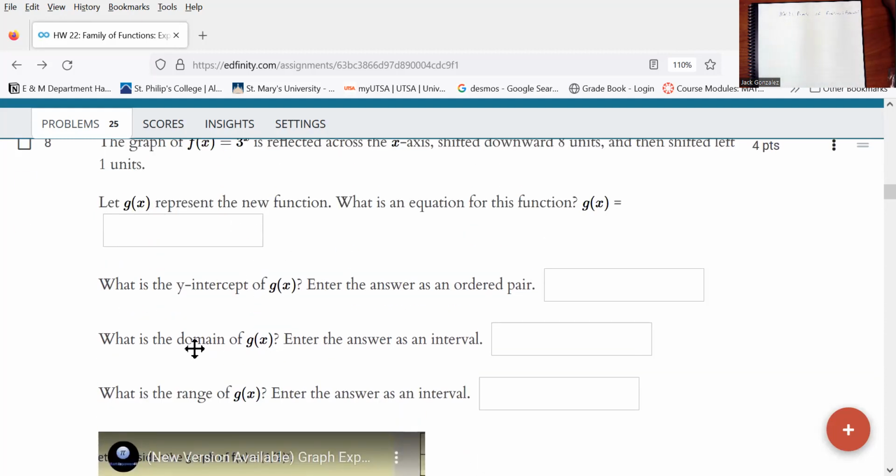As far as domain, you can plug in whatever you want. Exponential does not have restrictions. So it will always be all real numbers. Range will depend if it's shifted or not. If it's not shifted, it will always be above 0. But if it's shifted down, then we'll have a lower starting point. If it's shifted up, we'll have a higher one. Well, they said an interval, so you would put negative infinity comma there.